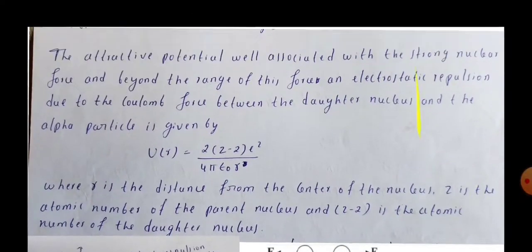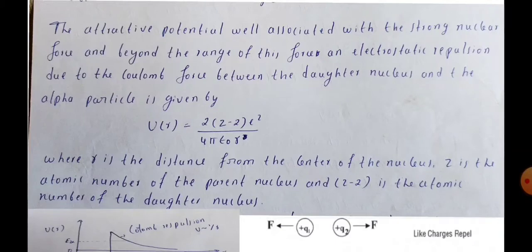The next point is the attractive potential well associated with the strong nuclear force, and beyond the range of this force, the electrostatic repulsion due to the Coulomb force between the daughter nucleus and the alpha particle is given by U of r equals 2 times (Z minus 2) e squared divided by 4 pi epsilon naught times r, where r is the distance from the center of the nucleus, Z is the atomic number of the parent nucleus and Z minus 2 is the atomic number of the daughter nucleus.